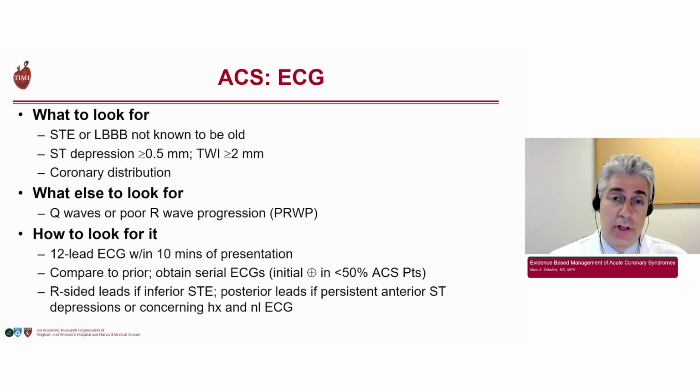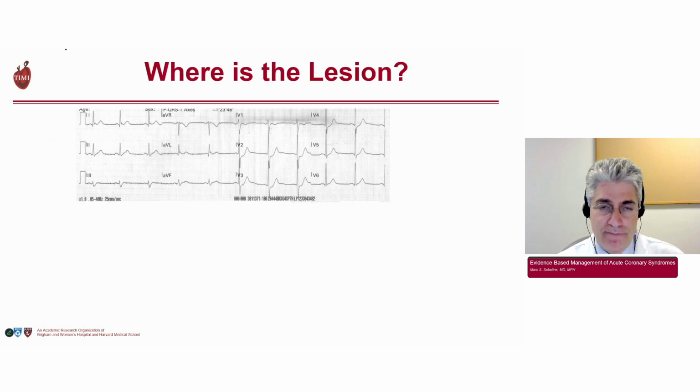And so then how should we look at the ECG? So 12 lead within 10 minutes of presentation, it's standard in pretty much every emergency department. Always good to try to compare to prior ECGs to look for changes, but also think about looking forward as well, meaning obtain serial ECGs. The initial one is positive in less than half of the cases. And then there's some special leads, right-sided leads if it's an inferior ST elevation MI, posterior leads if it's a persistent anterior ST depressions or concerning history.